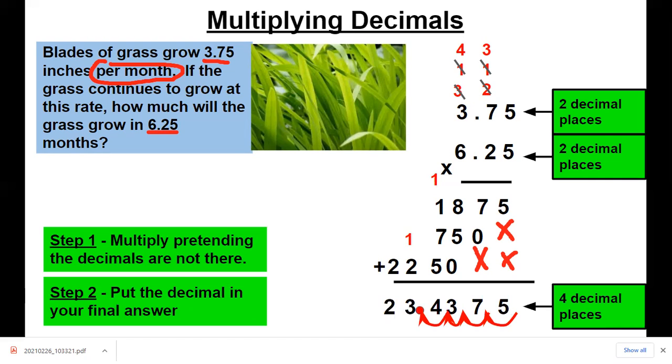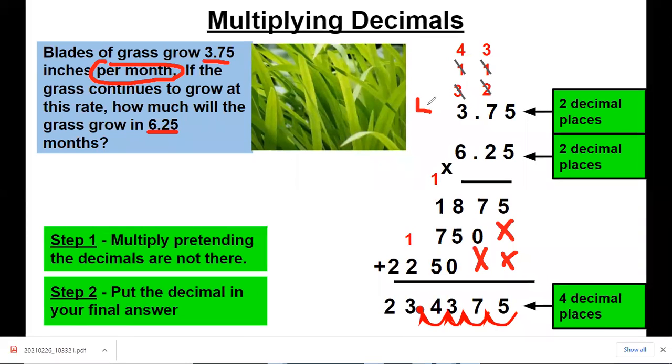23.4375. Now, when the video was talking about thinking about the reasonableness of your answer, that's a really good idea. 3.75 is about $4, and 6.25 is about $6. If I multiply 4 times 6, I get $24, right? So if I'm thinking about the reasonableness of my answer, it can tell me where to put my decimal.